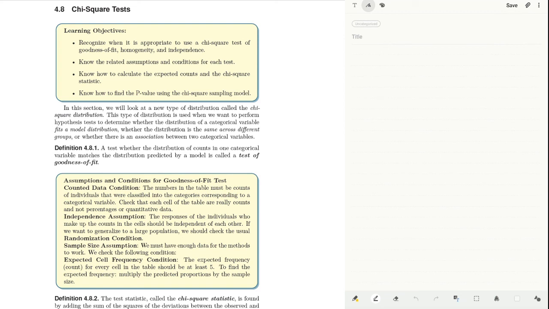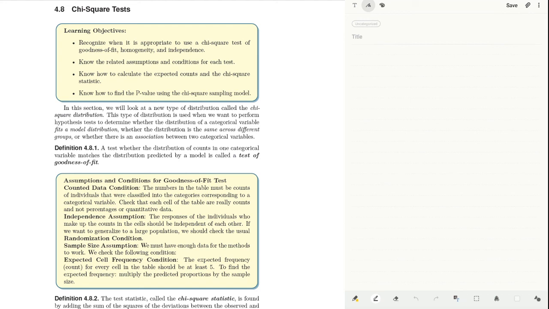So the first test that we will look at is called a test of goodness of fit. As the name suggests, this type of test is used when we want to see whether the distribution of counts in a single categorical variable will fit a predicted model. So let's take a look at the assumptions and conditions that are required to perform the test. Now the first condition is called the counted data condition, which says that the values in the table must be in counts. So these values cannot be relative frequencies or percentages or numerical data.